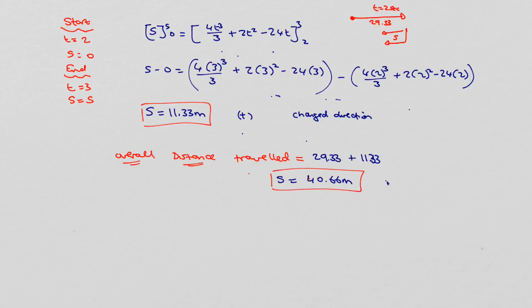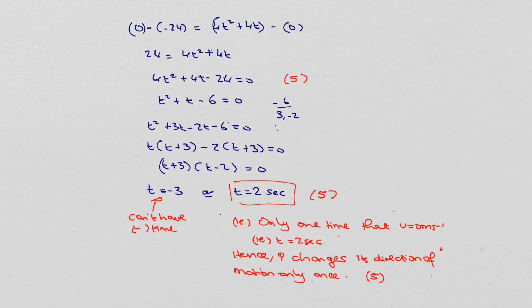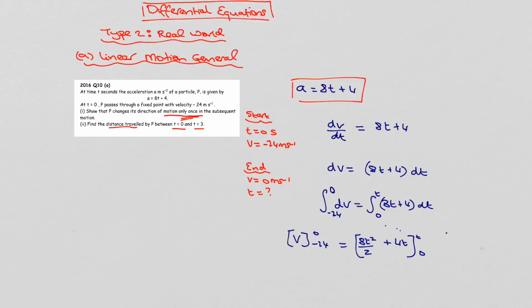Okay. And marks going for this then, we had 5 for getting the overall answer, and we had 5 for getting our distance equation, which is this here, okay? So we had a total of 25 marks, so we had 10, and then we had 15, which is 25.